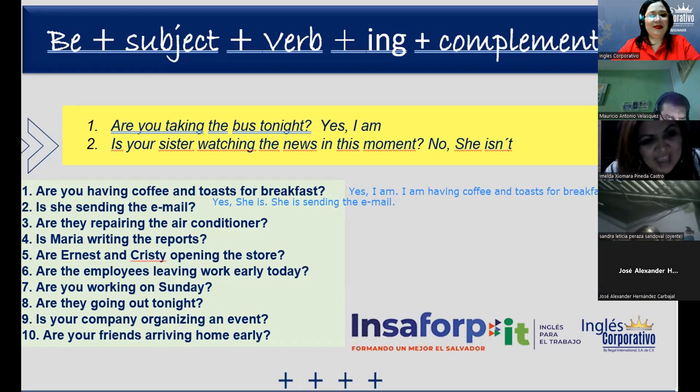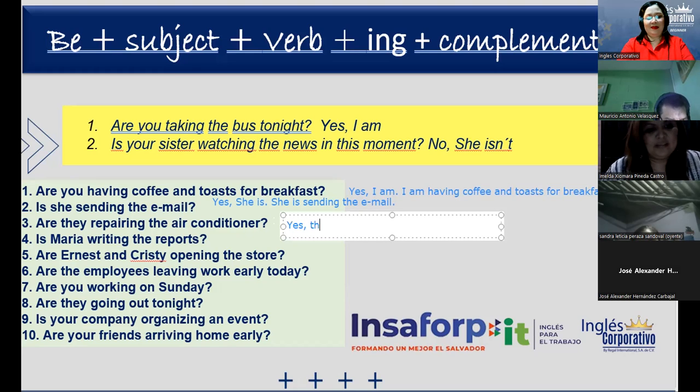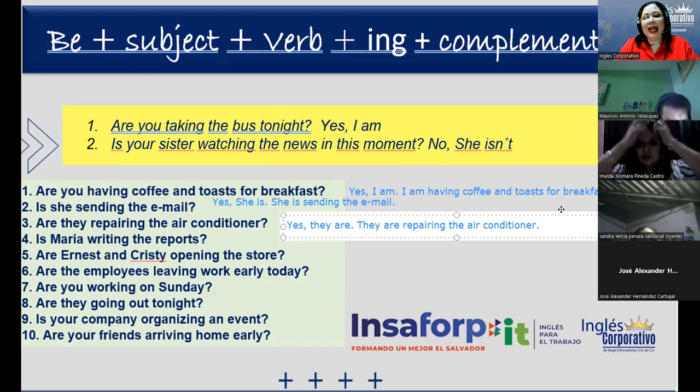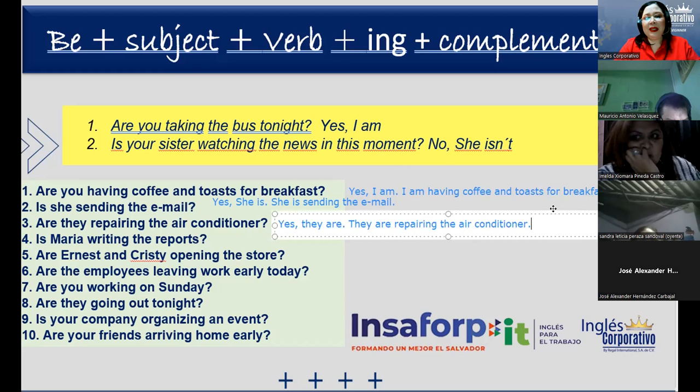Are they repairing the air conditioner? Yes, they are. They are repairing the air conditioner. Okay, please, Alexander, ask number five to another classmate. I'm sorry, number four.